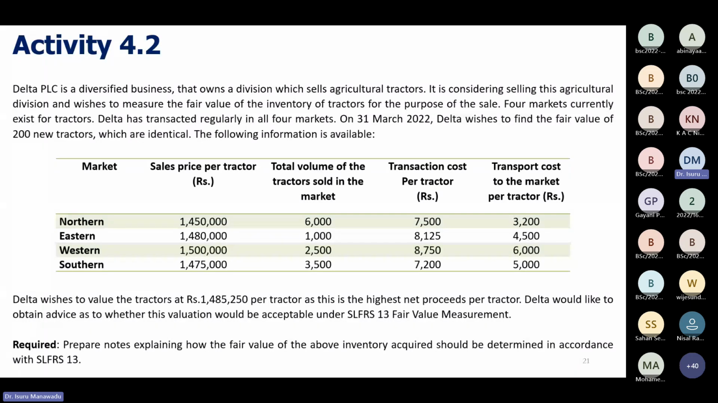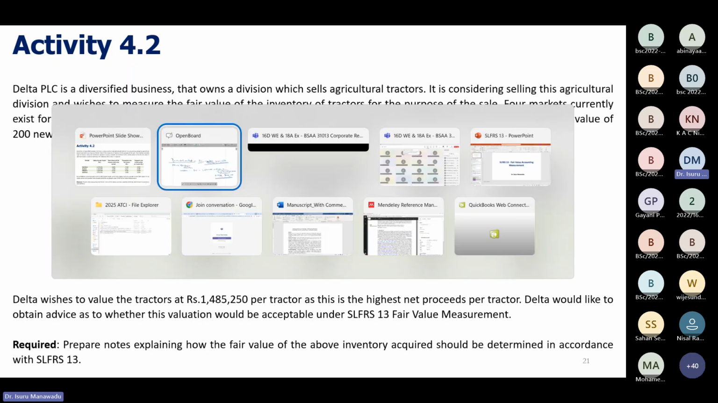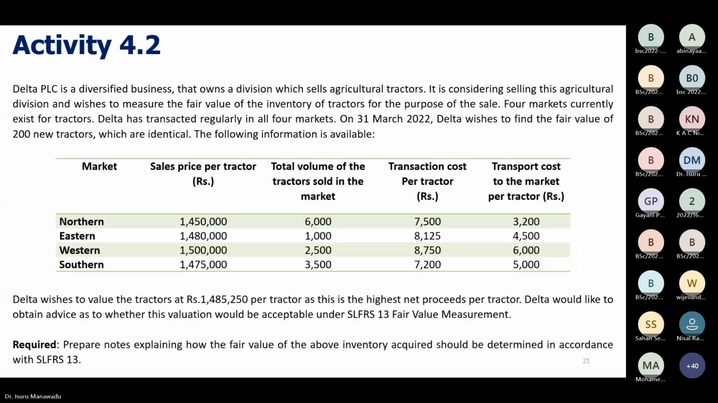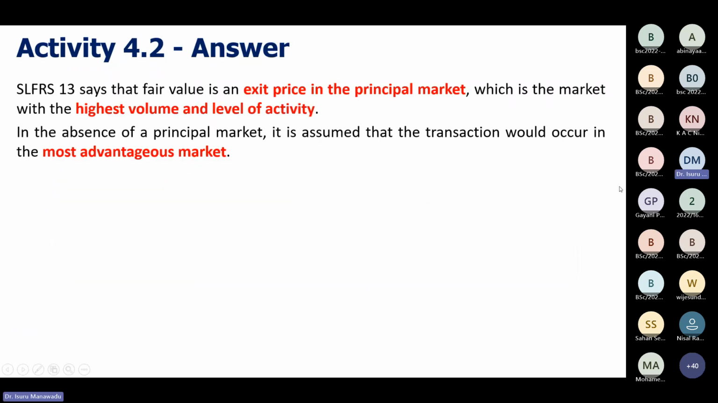1,485,250 is not acceptable as per SLFRS 13. As per SLFRS 13, principal market is this, most advantageous market is this, then the fair value of each market is calculated as follows. You need to provide the answer. Now you can read the answer.